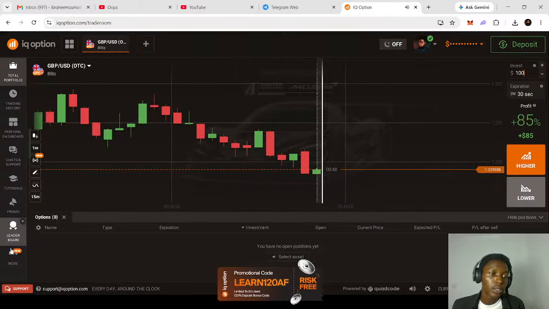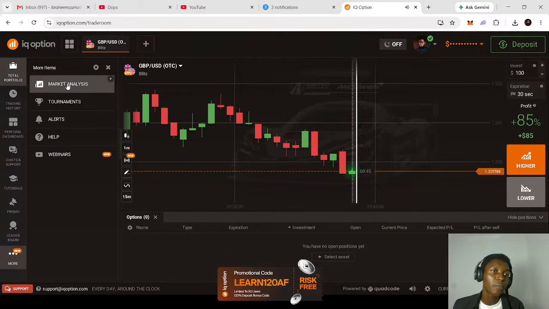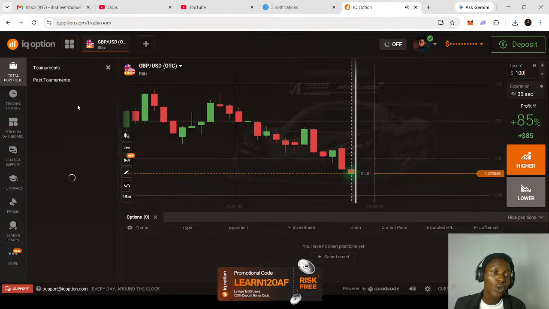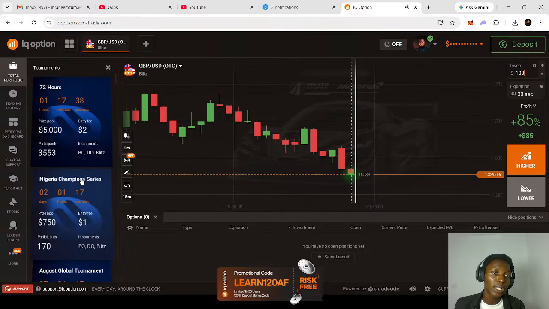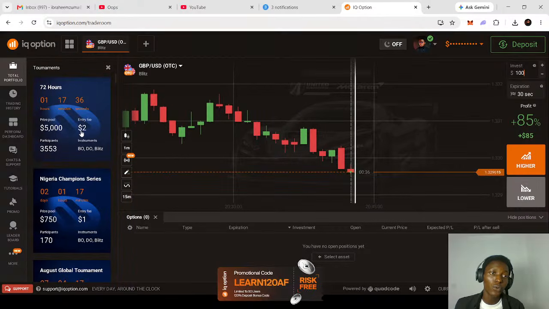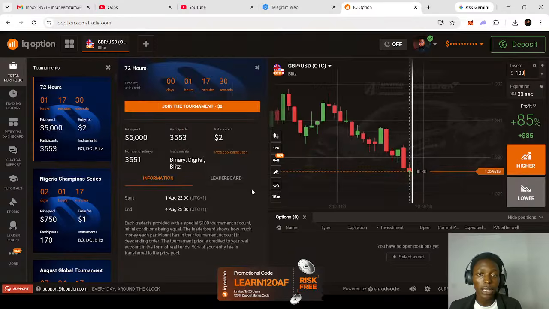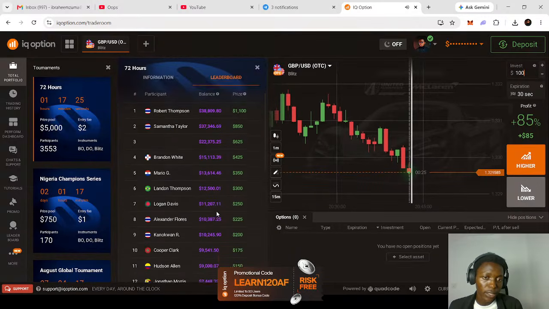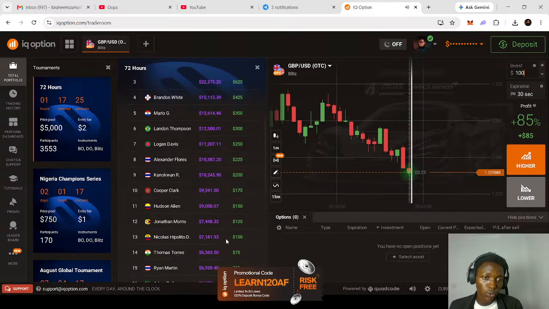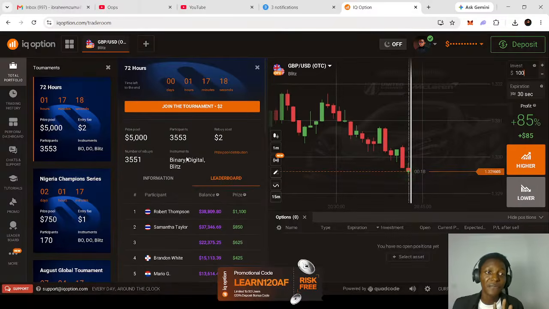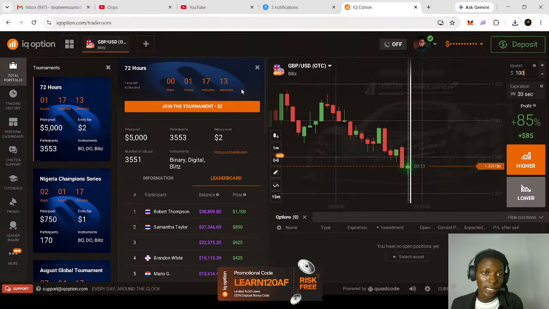So if you click more here you can see the market analysis, the market news from the platform. And here there are tournaments where you can join tournaments. For just $2, you can enter this tournament, and there is a $5,000 prize pool. The prize pool is actually shared between the top traders. And so in this one, you can see that the top 15 traders will share a prize pool of $5,000, and so you're just going to have to pay $2 to join this tournament.